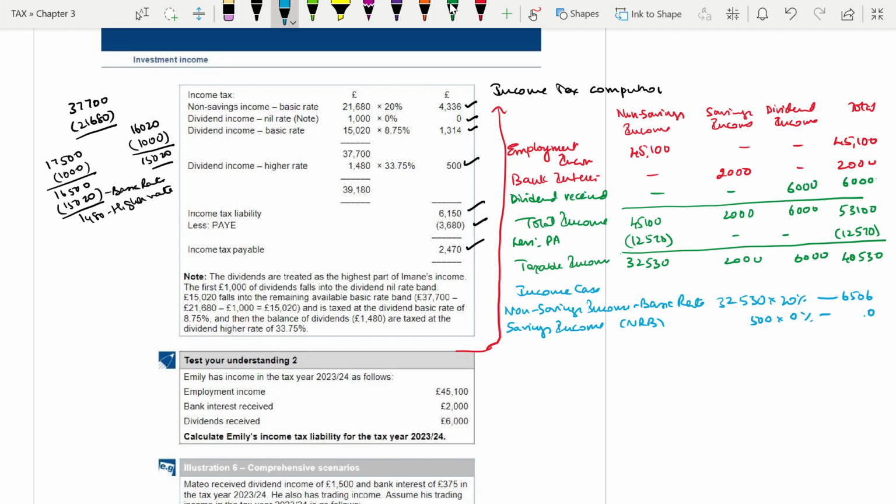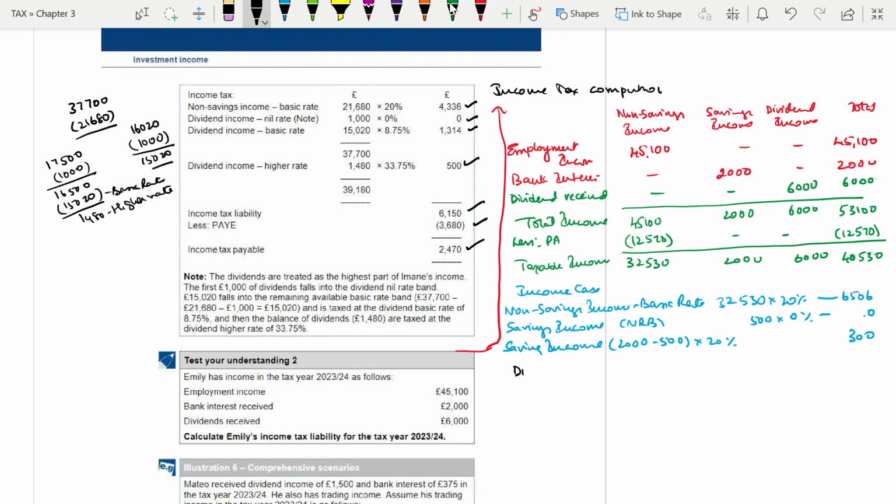Now, how much is the savings income left over? Savings income is 2000 minus 500, times how much? 20%. Is it 2000 minus 500, so 1500 into 20%? Okay, next, what we have to mention is dividend income.